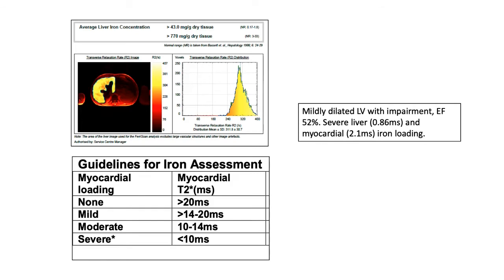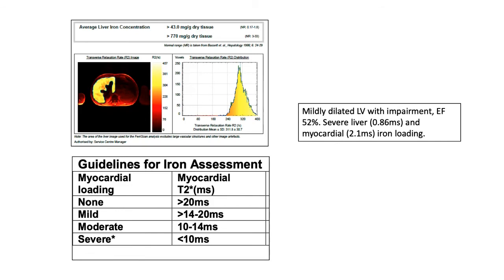but as you know, the higher the number, the better in a T2 star, versus ferriscan for liver is the opposite. The higher the number, the worse the liver iron loading. So this guy's got an extremely high liver iron concentration on ferriscan and an extremely low T2 star measurement. His echocardiogram showed a mild LV impairment with an ejection fraction of 52%.